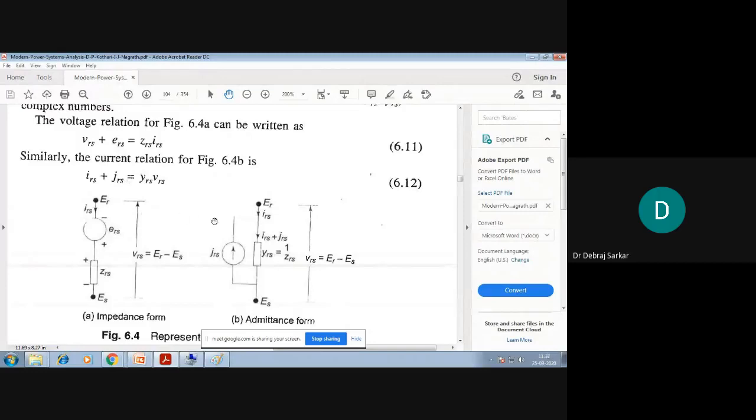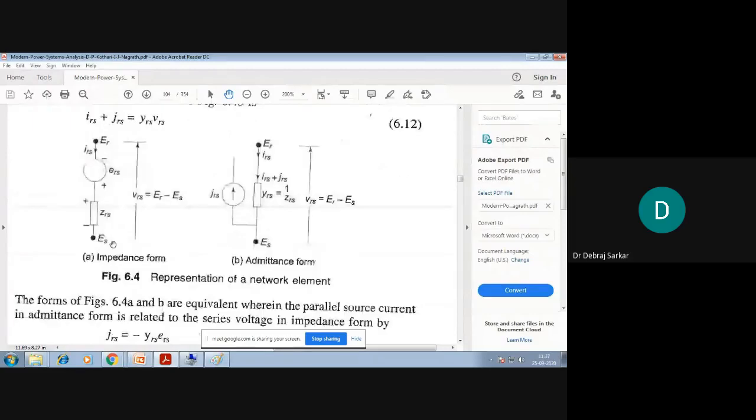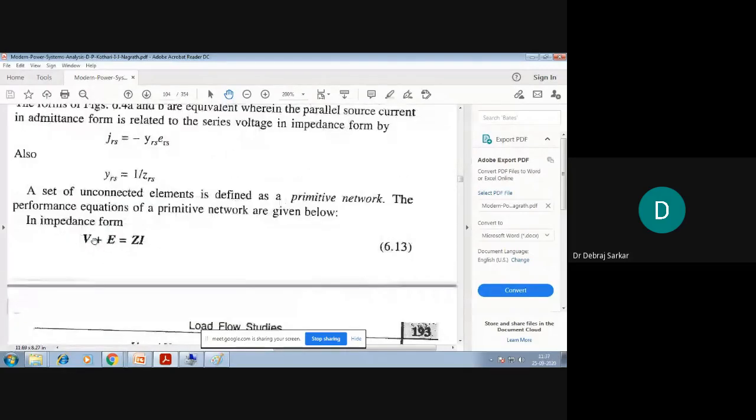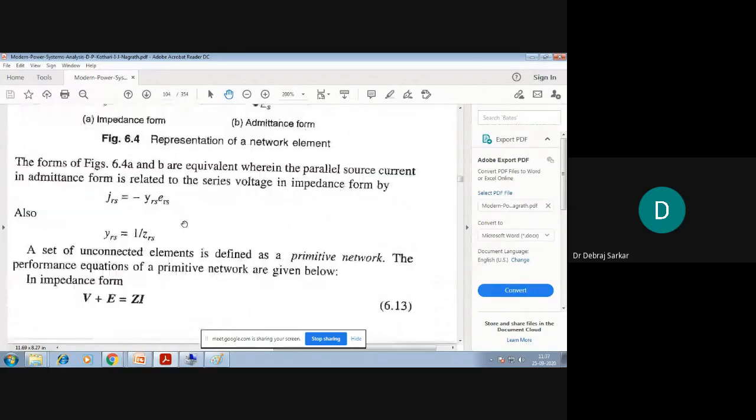You can transform this to this, or this to this. You can transform the impedance formation to the admittance formation, and the admittance formation to the impedance formation. So you can write in this fashion. Just go on and write these things.